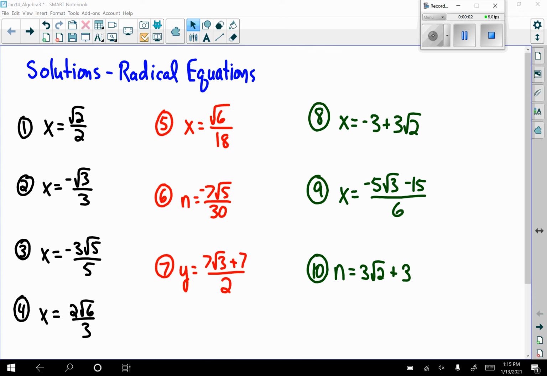Hello everyone. Here are the solutions to the assignment I gave you guys on Tuesday that was 1 through 10. Later on in the day I will post the solutions with the work so you can definitely check. But for right now, just check these solutions, go back and retry the problems if you didn't get these answers. Remember to rationalize your denominators and simplify as far as possible. And as always, email me if you have questions on any of these.